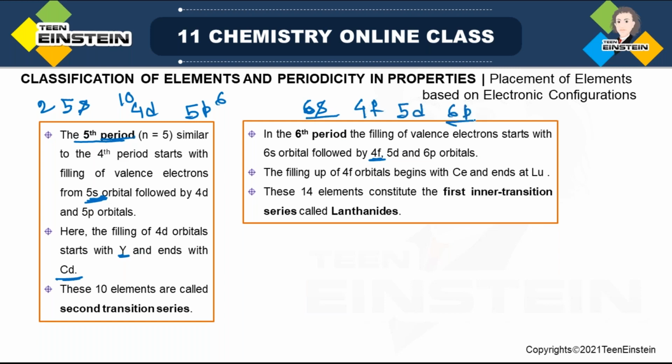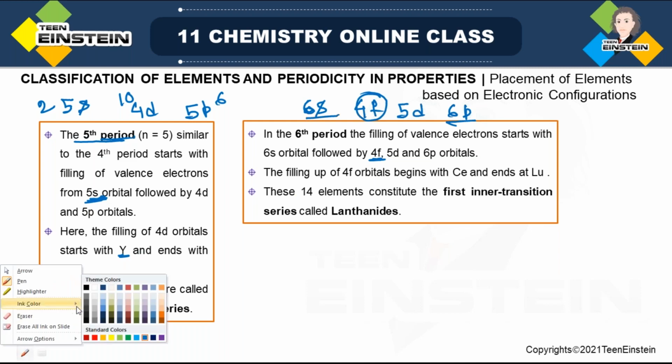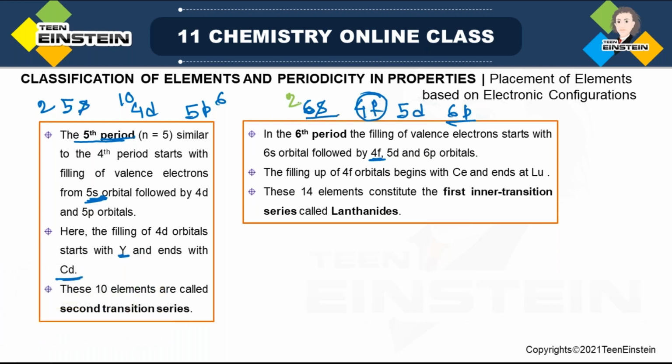So this s and p are common, that you have already seen in the second period and third period, but this f is new. Now in 6s, as we know, we can have 2 elements. In 4f, how many elements can we place? 14. In d, 10, any d. And for p, it is 6. So now it is not just 18, it is 14 more elements you can place. So in the 6th period, filling of valence electrons starts with 6s, and then following the above principle, next filling happens in 4f, then 5d, then 6p.